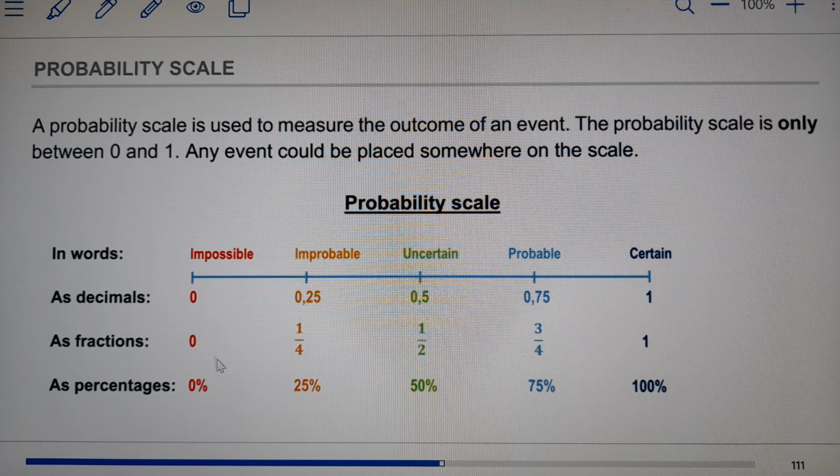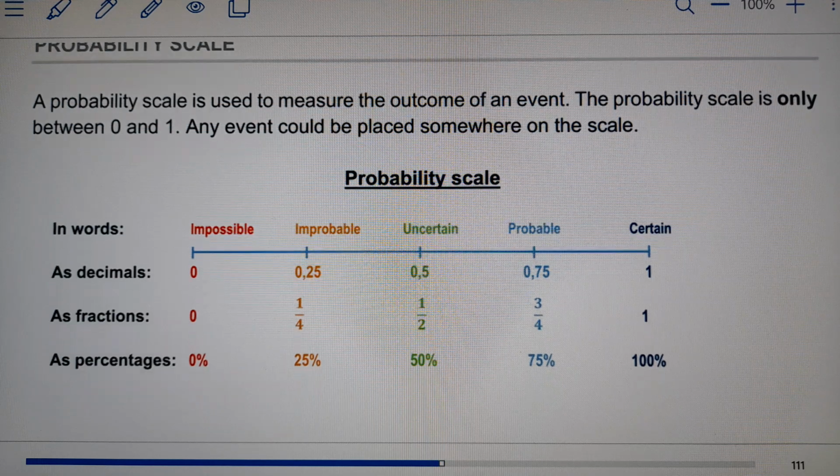So if you are asked in words to just say what is the probability that something will happen, first you need to calculate your probability. Then you get your answer, either in decimal, fraction, or percentages. Then you put it on the probability scale, and you will know where it falls. We only have 5 possible answers: impossible, improbable, uncertain, probable, and certain. Please use them in the exam if you are asked.